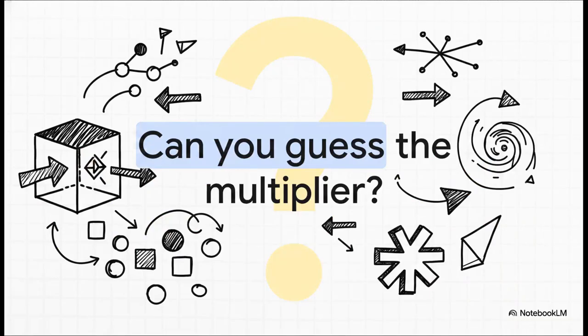Okay, let's dive right in with a bit of a mystery right out of the gate. Picture this. You drop a number into a magic box, and a completely different number pops out the other side. What kind of mathematical operation is happening in the dark in there? Can you guess the multiplier?